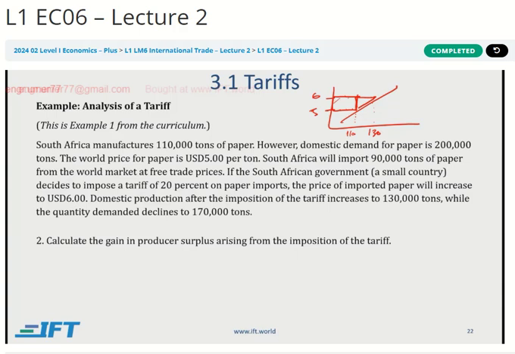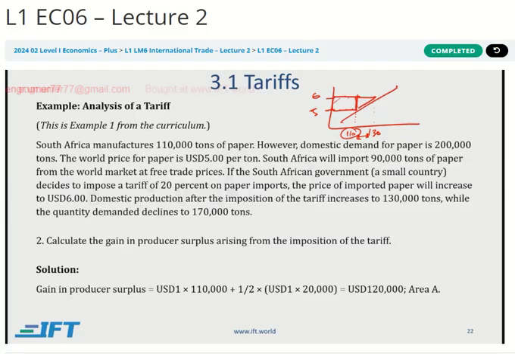So this rectangle is going to be 110 multiplied by 1, and then the additional 20,000 multiplied by 1 and multiplied by half, and that is of course the whole area A, where these are the old ones and these are the new ones.